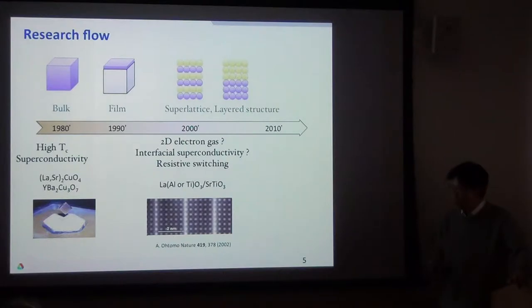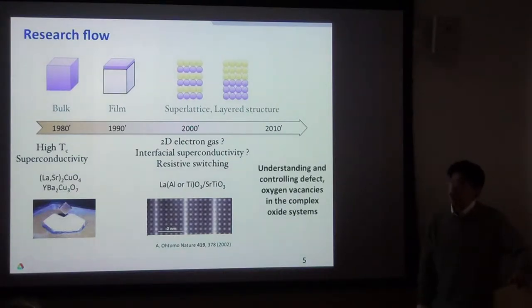However, the question was, depending on the motion of the ions or array of the ions, they change the various physical properties in this system. So we don't know yet how to understand and control the oxygen defects in complex oxide systems. So that is the biggest obstacle in our field.